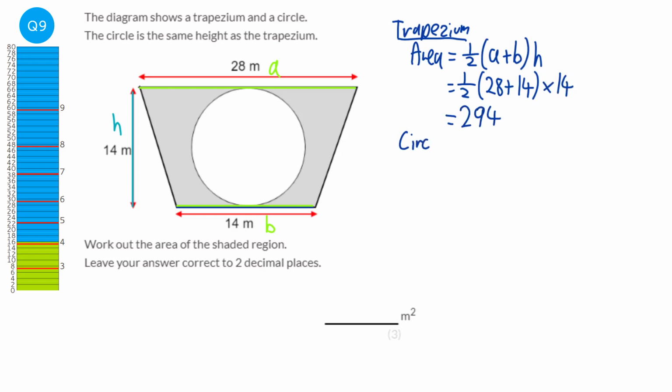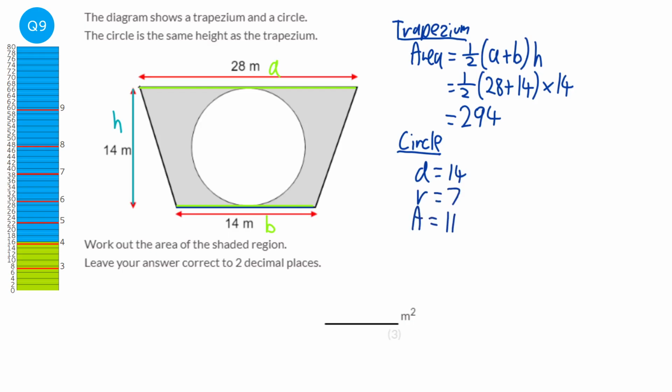Next we'll do the circle. Now it doesn't look like we've got anything for the circle, but actually the height here is actually the height of the circle as well. So the height of the circle is the same as the diameter. So the diameter of the circle is 14. Therefore the radius would be half of that, which is 7.